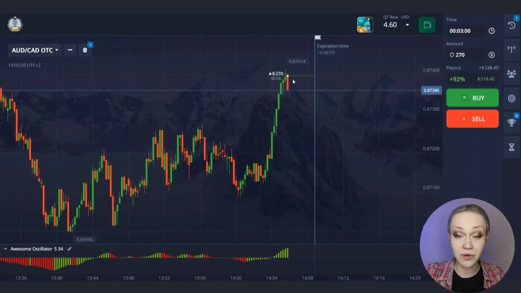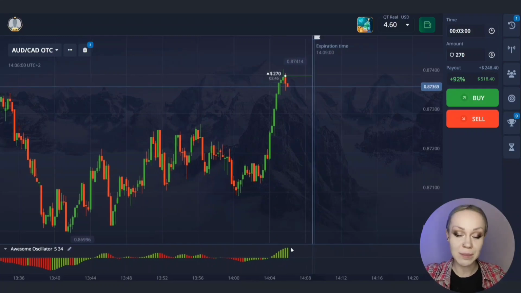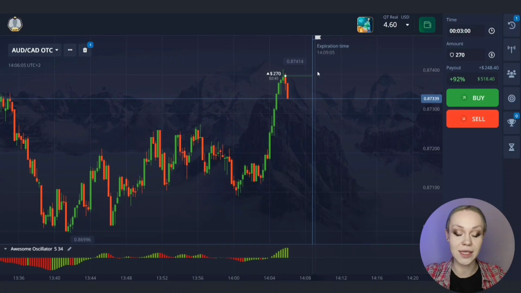Our entry point is confirmed by the indicator, a green histogram is forming, and volumes are rising. It means that the price will move up in the near future. We will try to make money on this upward movement. As you can understand, I took 3 minutes to spare, taking into account a possible trading or a pullback down.